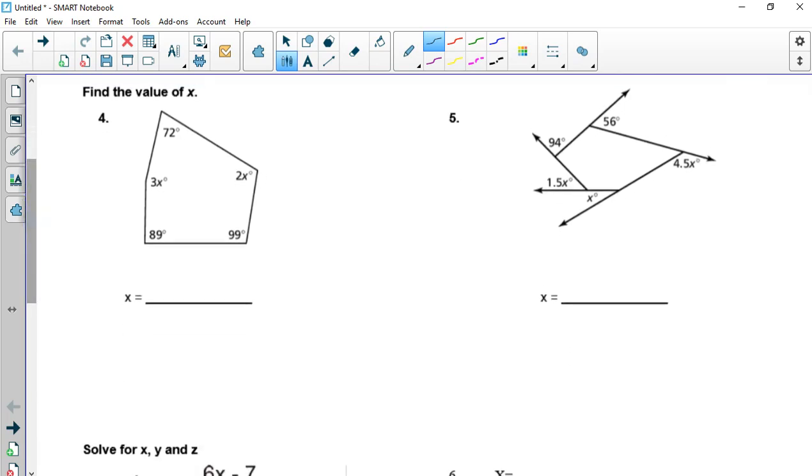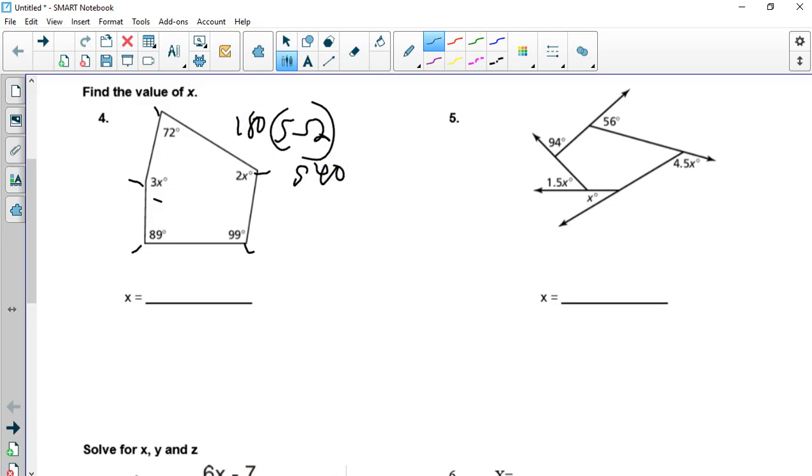Okay, so in this shape, we're going to use what we just did above. First, that's what we need to know first. How many degrees should be in this shape? Well, there's 1, 2, 3, 4, 5 angles, 5 sides. So 5 minus 2 is 3. Okay, so 5 minus 2 times 180 is 540 degrees. So there should be 540 degrees in this shape.